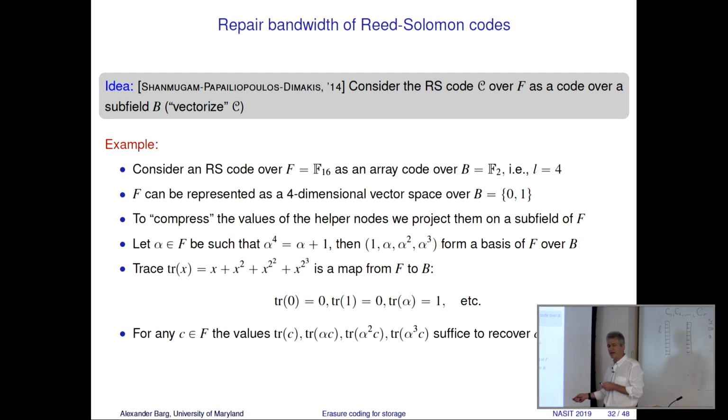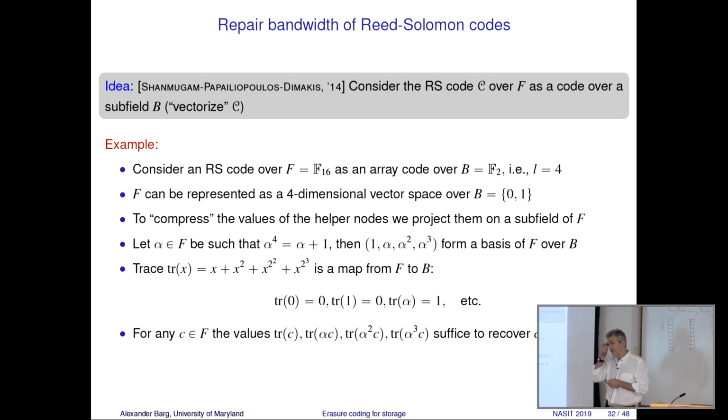We will need the trace function from F16, so that is what serves these projection purposes. Trace from F16 over F2. Trace is a function of this form: x plus x square, x to 2 to the 2, x to 2 to the 3. And that's a linear map from F16 to F2. So the trace takes value 0 or 1, but nothing else.